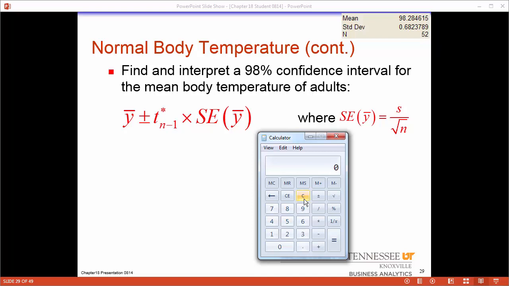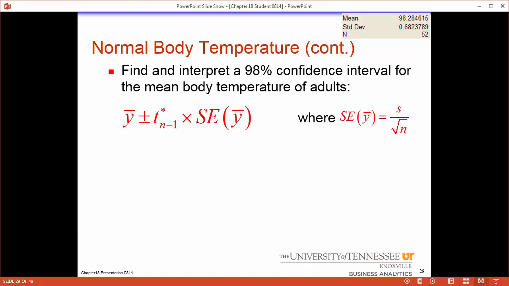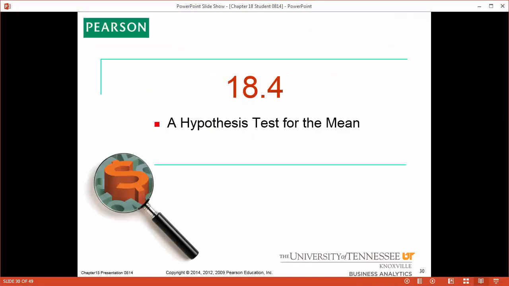And then I would take my best estimate again. And what do you think I'm going to do? I'm going to add to it the margin of error. 98.51. I'm 98% confident that the true average temperature of adults is contained in the interval 98.06 to 98.51. This is our interval that we've created right here. It's a 98% confidence interval. This is excellent, and this is the point of this chapter and what we've been trying to do here.